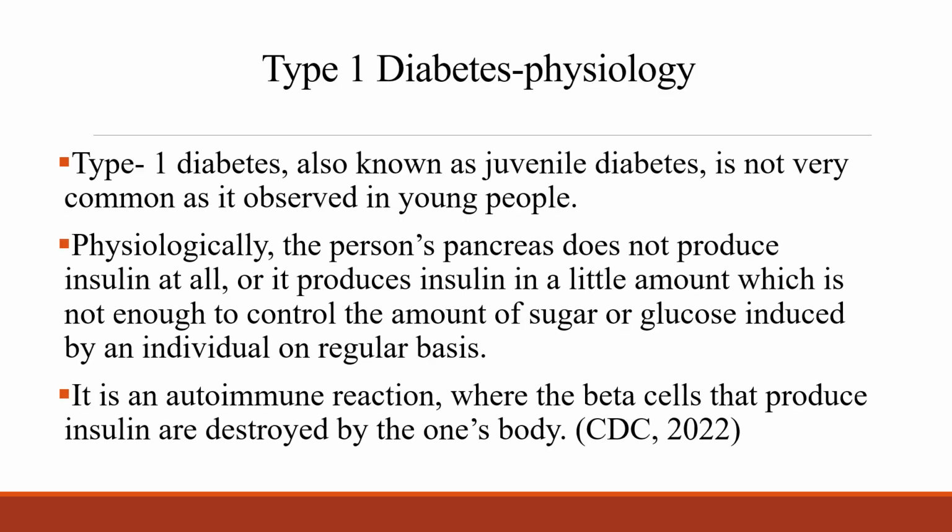Starting with the physiology of type 1 diabetes. Type 1 diabetes, also known as juvenile diabetes, is not very common as it is observed in young people. Physiologically, the person's pancreas does not produce insulin at all, or it produces insulin in a little amount, which is not enough to control the amount of sugar or glucose taken in by an individual on a regular basis. It is an autoimmune reaction where the beta cells that produce insulin are destroyed by one's body.